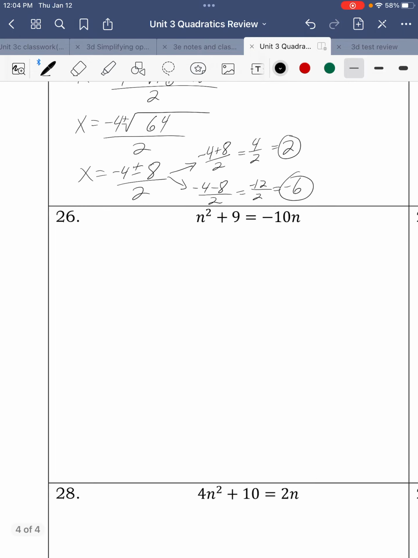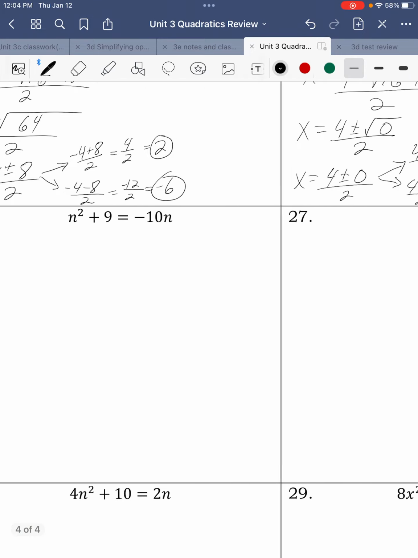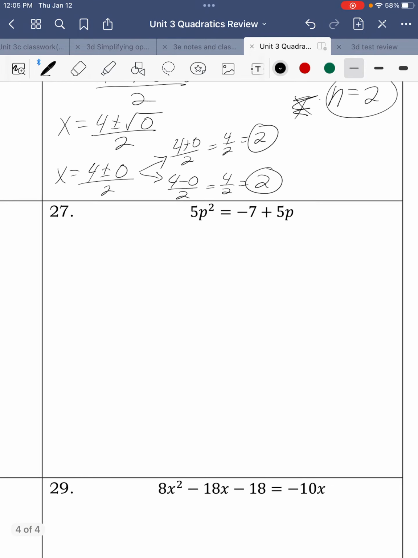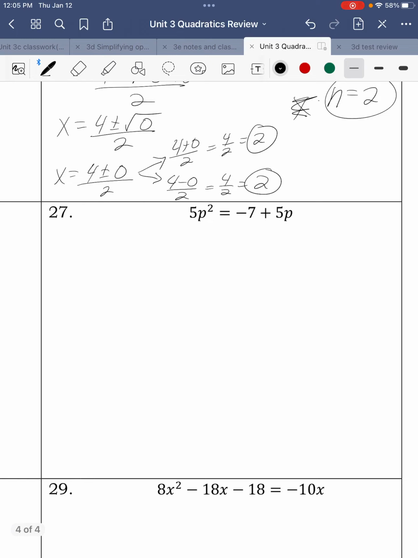All right. I'm actually going to skip 26. I'll do 27. So I need to get all the terms to one side. We do not have any like terms.